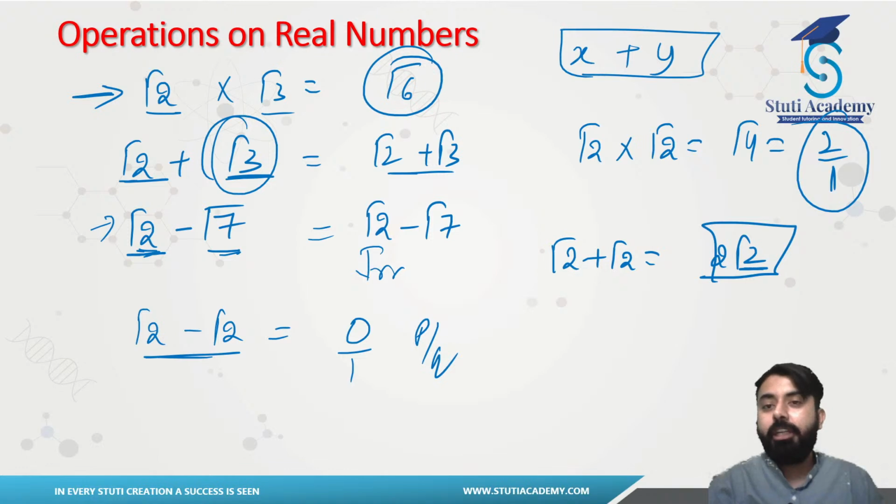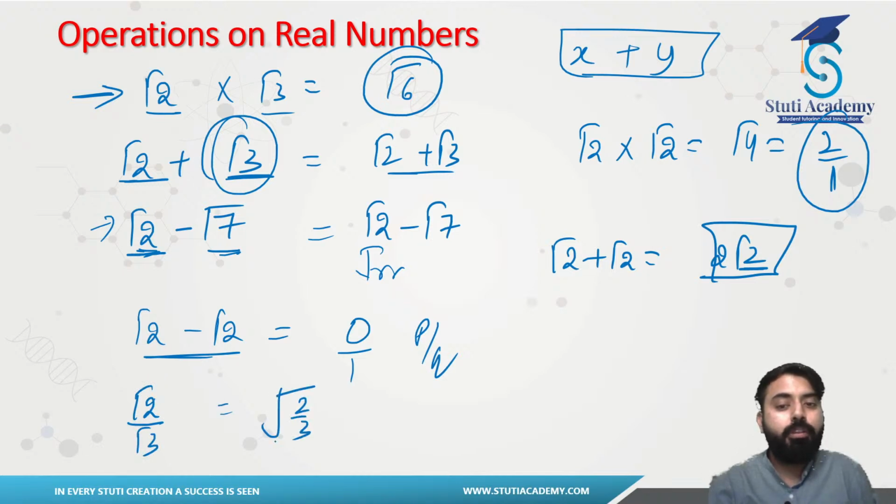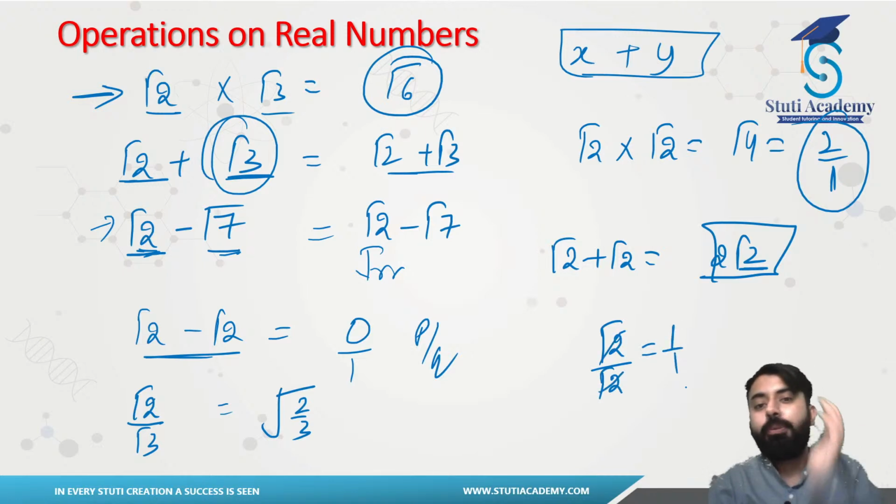Now if you are dividing two irrationals, what can happen there? Let's say I have square root 2 divided by square root 3. This will be a square root on the whole, that is 2 by 3. You see that is irrational. But what happens if I have square root 2 divided by square root 2? That will be 1, which is rational. So when you divide two irrational numbers, your answer can be either rational or irrational.